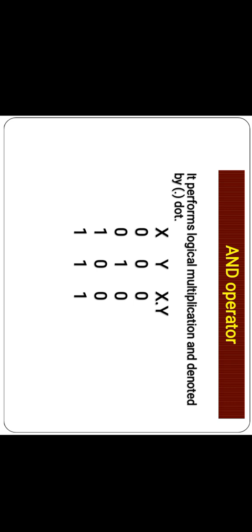Next, the AND operator. It performs logical multiplication and is denoted by a dot. We can see the truth table of the AND operator. X, Y are the inputs and X into Y is the output. For 0, 0: 0 into 0 is 0. 0 into 1 is 0. 1 into 0 is 0. 1 into 1 is 1.